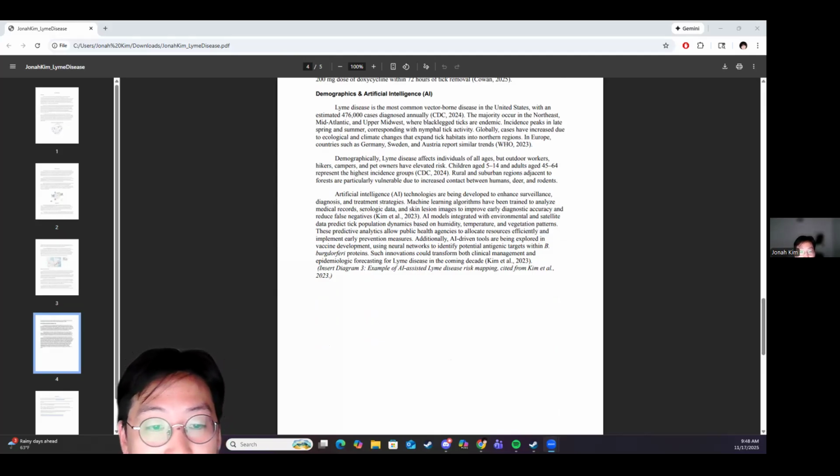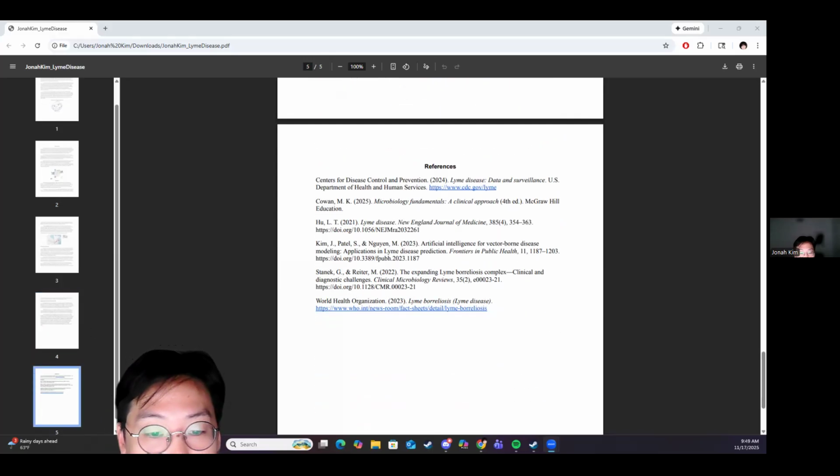Artificial intelligence is now playing an important role in managing Lyme disease. Machine learning models are being trained to analyze patient data, lab results, and even skin lesion photos to improve early detection. AI-based mapping systems can also predict tick population surges based on climate and vegetation data, helping public health agencies issue warnings and allocate resources more effectively.